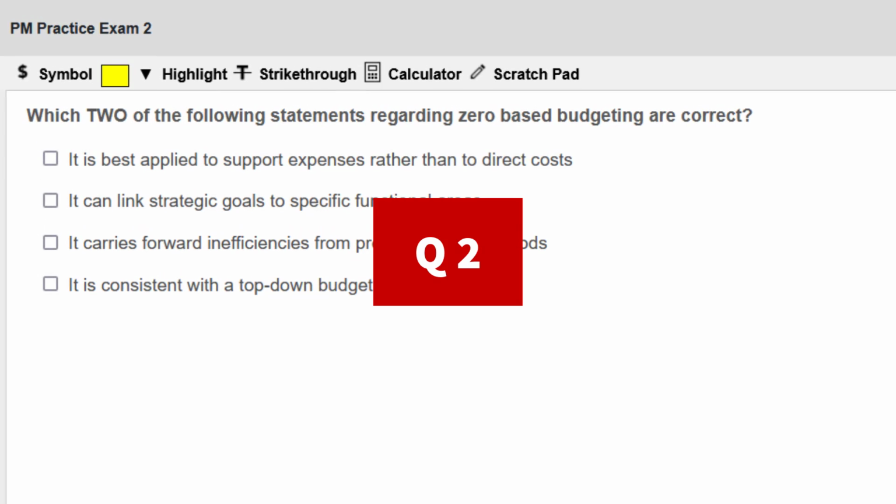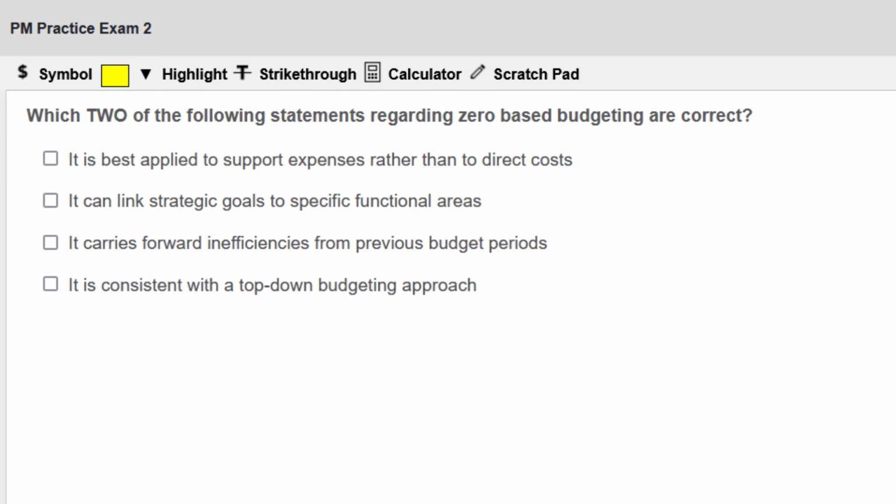Which 2 of the following statements regarding zero-based budgeting are correct? When you're doing a question like this, remember that the distractors will not just be random statements. They need to be plausible somehow. So if we kind of reverse engineer this from the perspective of the question writer, the incorrect answers are coming from other types of budgeting. So instead of looking for the correct answer, I find it's often easier to eliminate the distractors, the incorrect answers.